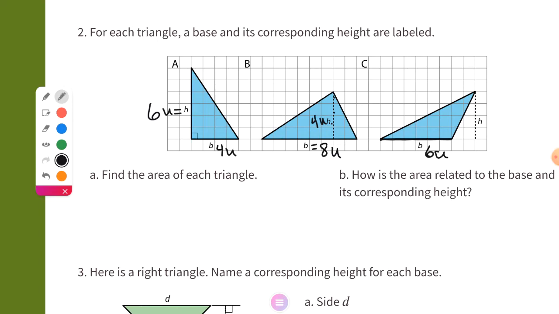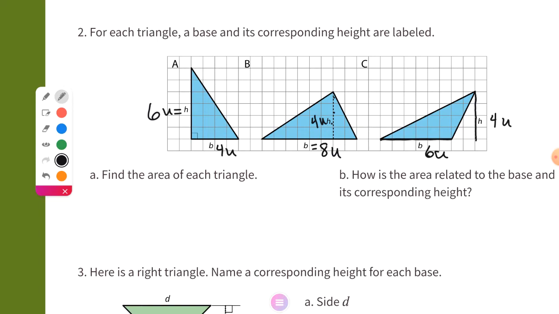What is my height in this one? So you just count. We're looking at this line. There's 1, 2, 3, 4. Okay, so my height is 4 units.